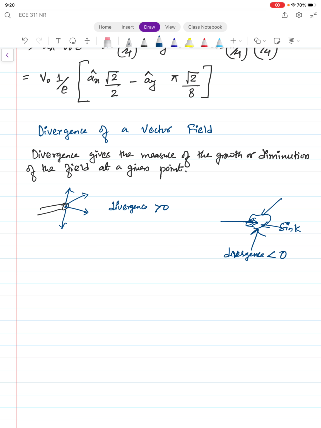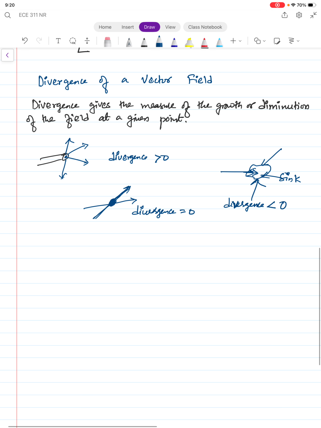And an example where your divergence will be zero is if you take a point over here and water is flowing through the point, but it's not coming out of the point nor going into the point, and at that time your divergence would be zero. So divergence is telling you about the growth or diminution of the quantity of the vector field at a given point.